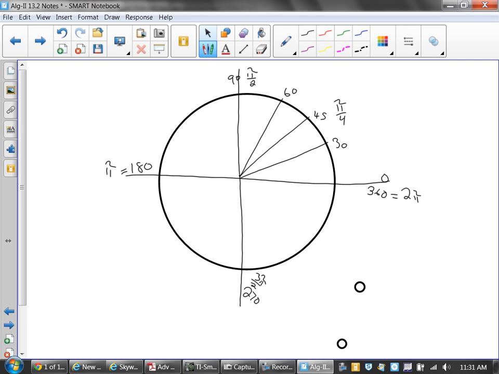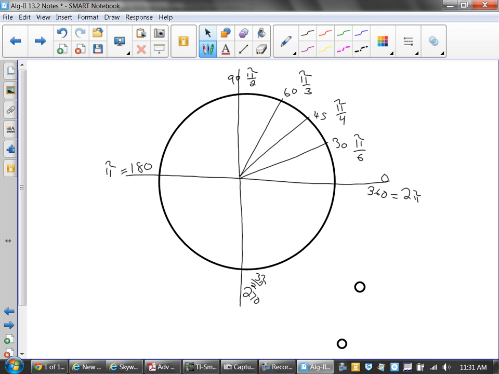Pi over 6. It's pi over 6 because what is 30 degrees in relationship to 90 degrees? It's a third. 1/3 of 1/2 would be 1/6. Everybody okay with that? So that's pi over 6. And what was 60 then? Pi over 3. Very good.